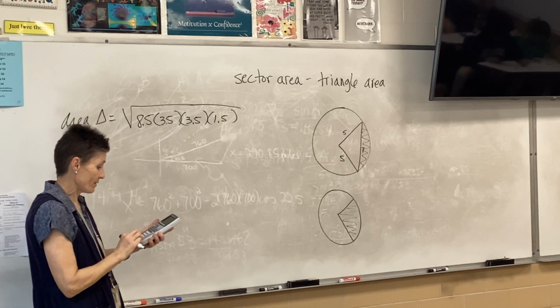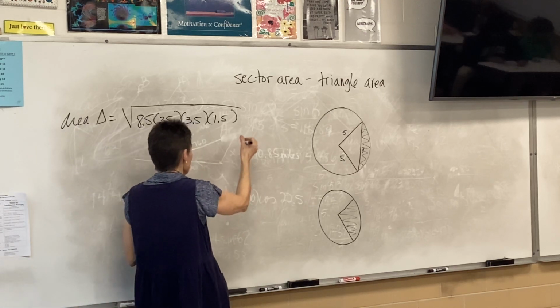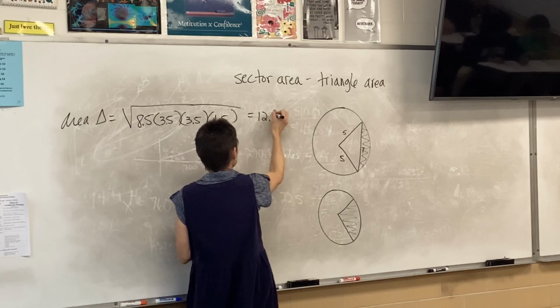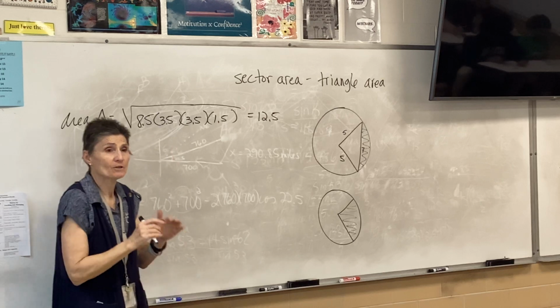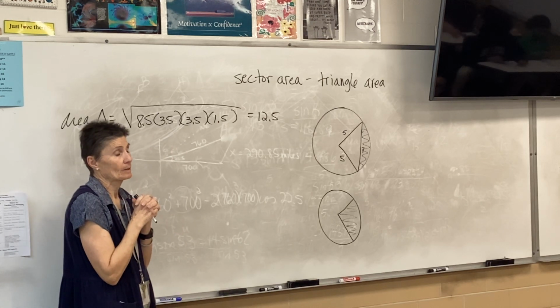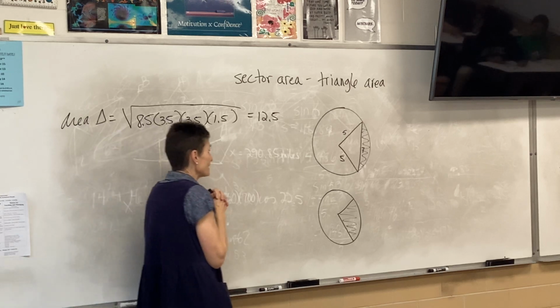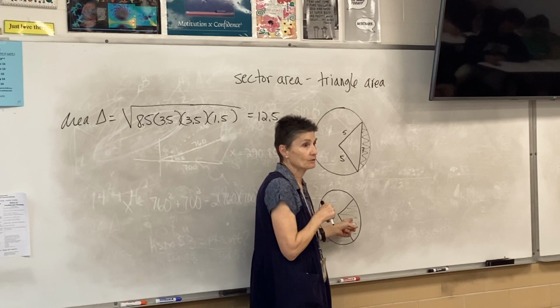And take the square root of that. Did you get basically 12.5? Yeah. So that's the area of the triangle. So now I need to find the area of this thing right here, the sector.